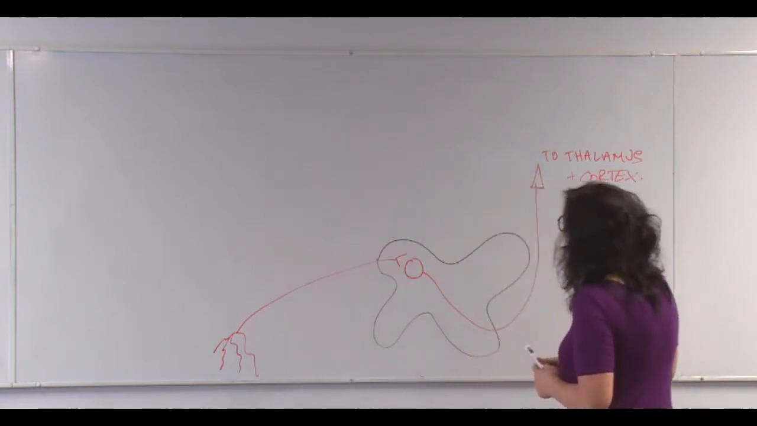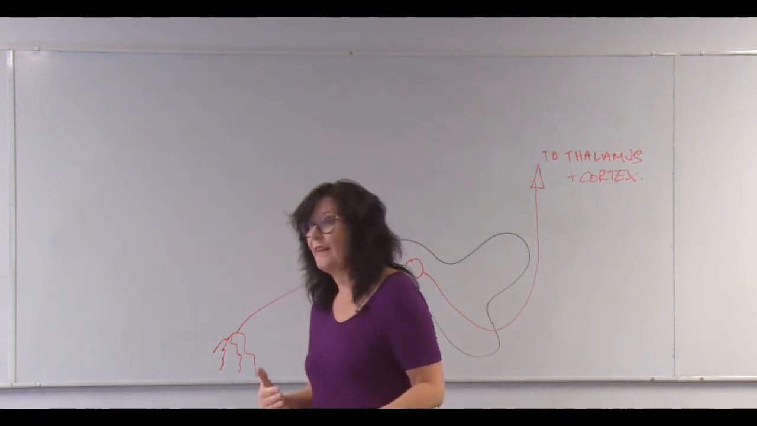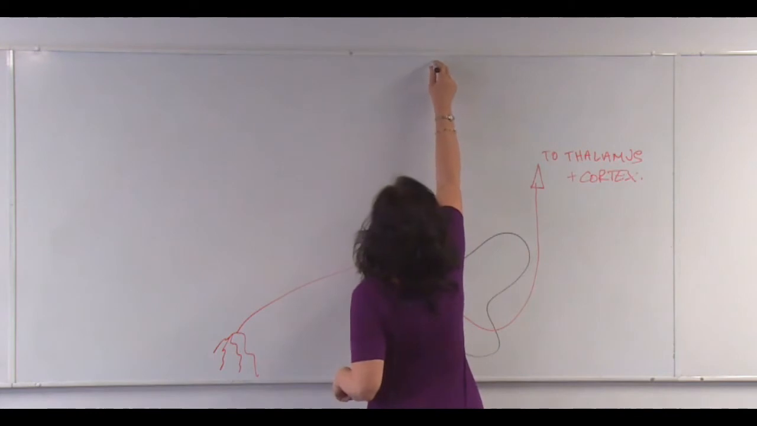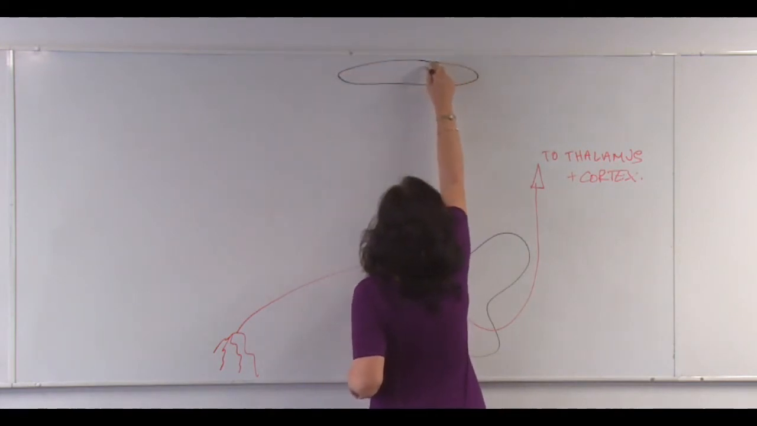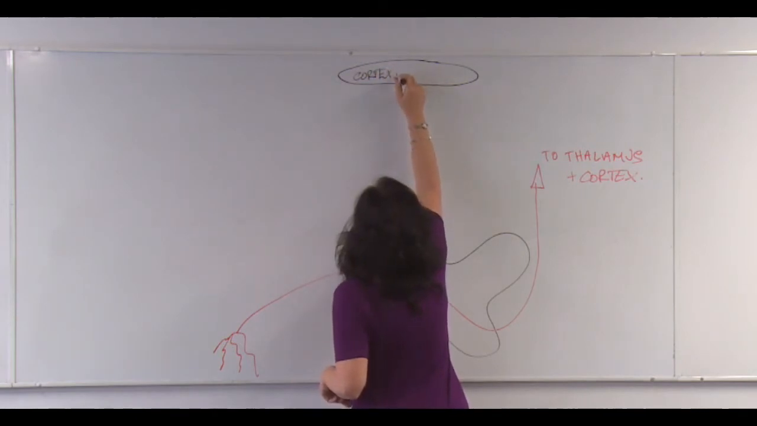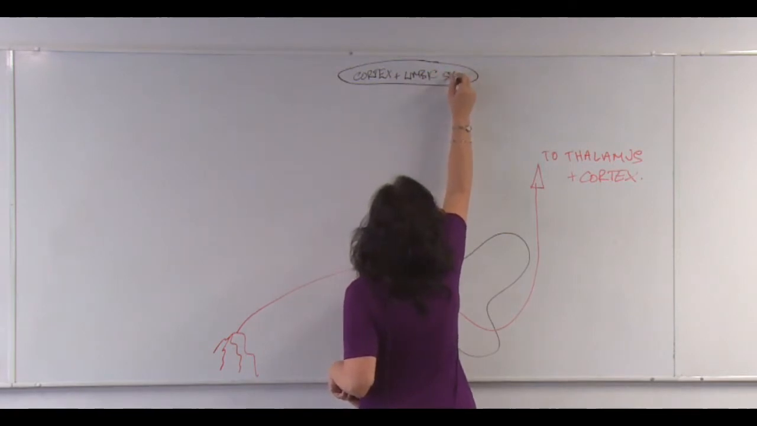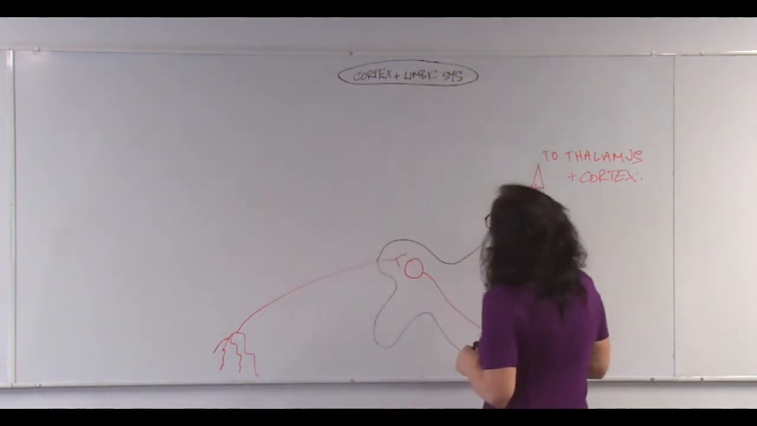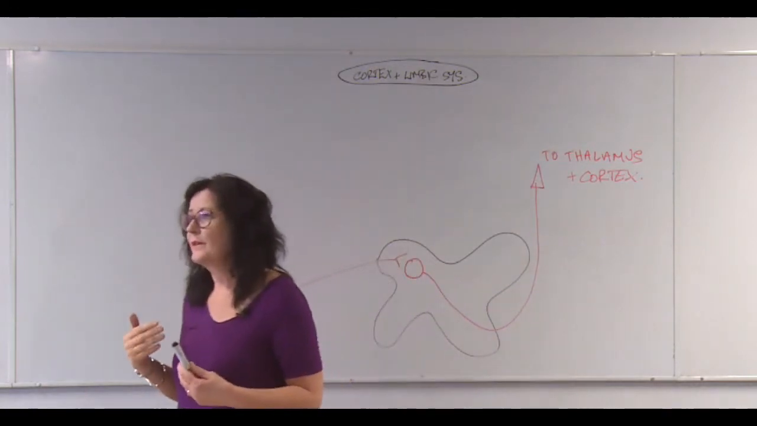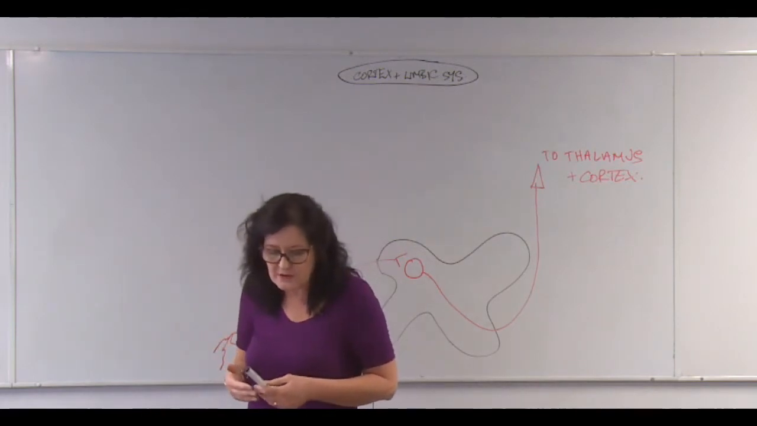Okay, descending modulation, as we said, originates, we think, within the cortex and the limbic system. So up here, we'll have cortex and limbic system. Yeah? So this is where we think all this modulation will originate from, based on previous experience and what we think the pain is, whether we think it's dangerous, that sort of thing.